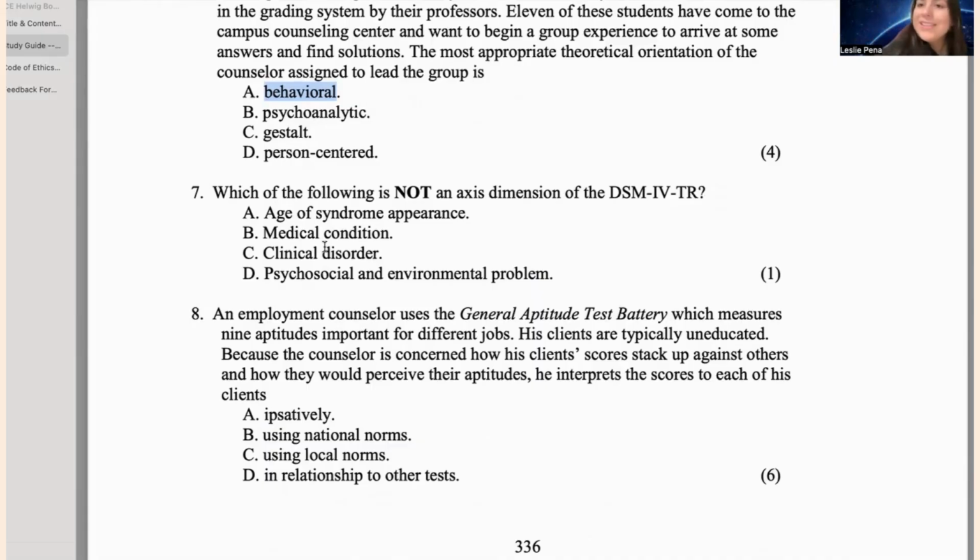All right, let's continue. Which of the following is not an axis dimension of the DSM-5 TR? A, the age of symptom appearance, B, the medical condition, C, the clinical disorder, and D, the psychosocial and environmental problem. And it wants to know which one is not an axis dimension.